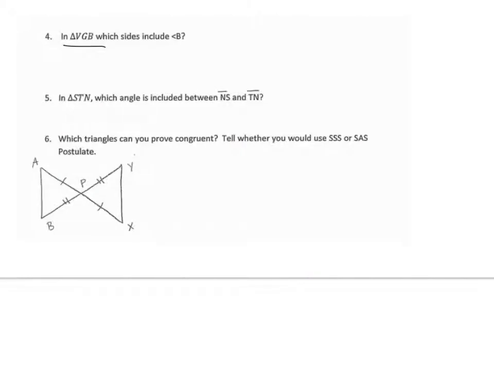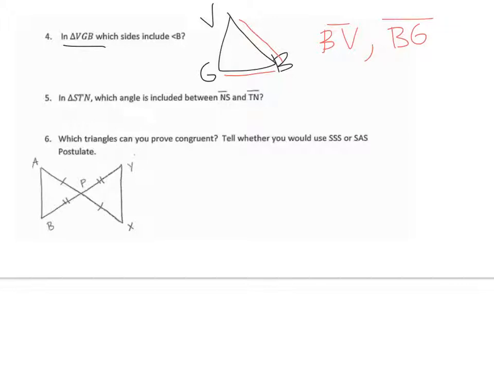Okay, in triangle VGB, so I'm going to write that VGB, which sides include angle B? If you draw the angle B, the red sides are the sides that include it. So sides BV and BG. Okay, in this triangle, triangle STN, it says which angle is included between the sides. If you color in NS and you color in TN, the angle that's between them makes up the sides. So the answer is angle N.